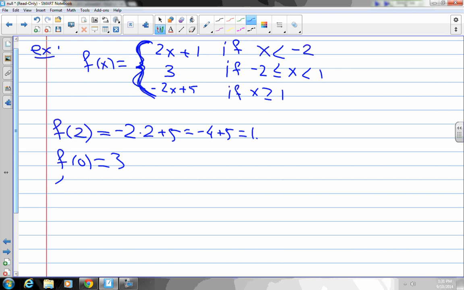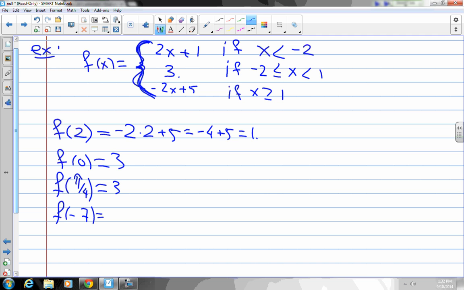It's just 3. If I ask you what is f of pi over 4? That's a fun question. Because pi over 4, pi is 3 point something, 4 is 4, so it's definitely less than 1. So it still falls into this category. So it's still 3. Is that okay?